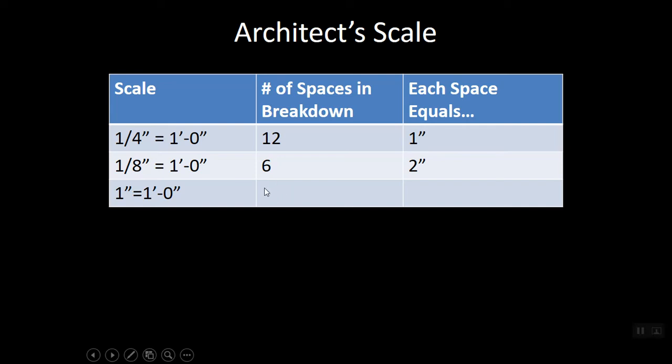So you remember our chart here that we were looking at? 1 inch equals a foot. How many spaces were in that breakdown? Well, there's 4 divisions to an inch. There are 12 inches. So the number of spaces in the breakdown comes out to 48. And then each space, do you recall what the smallest space was in that breakdown? Yeah, that's right. It was 1/4 of an inch.